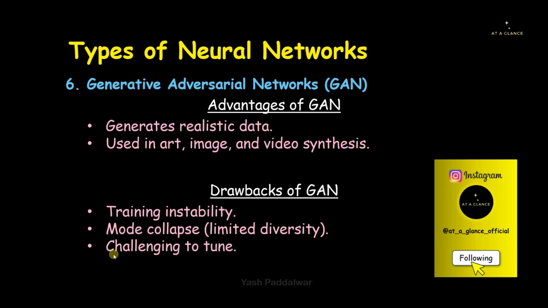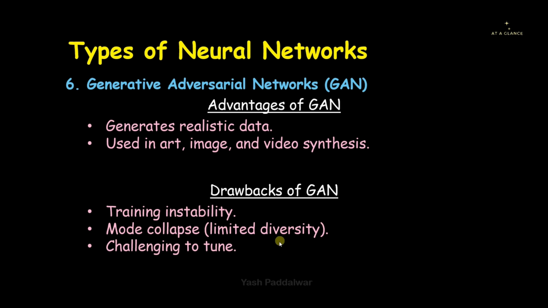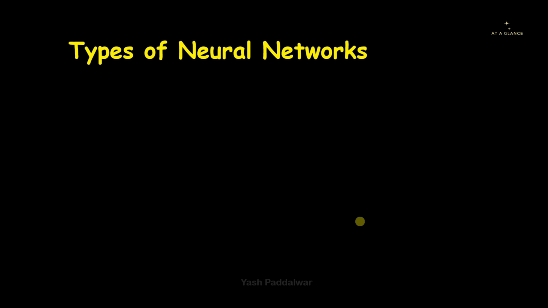It happens when GAN generates only a limited set of outputs instead of exploring the entire distribution of the context. Finally, GAN models are challenging to tune because it is difficult to converge the model. So I hope the entire concept of generative adversarial networks is clear to you all. Now let's move on to another type of neural network.